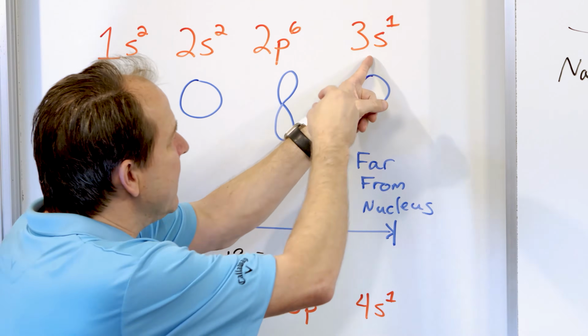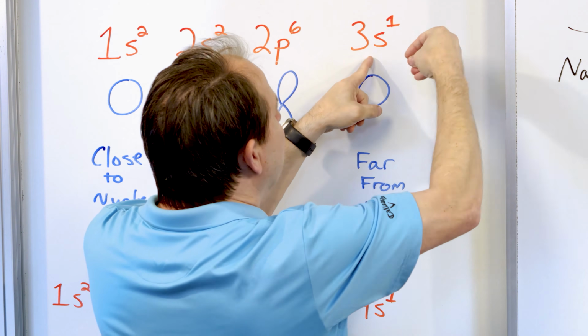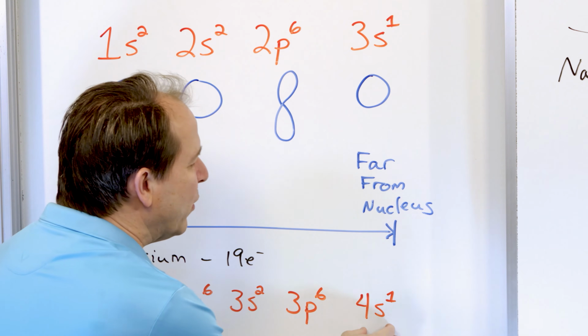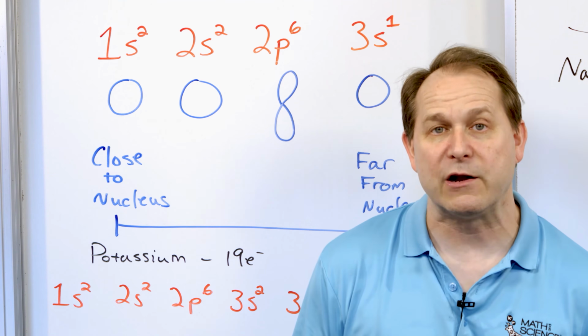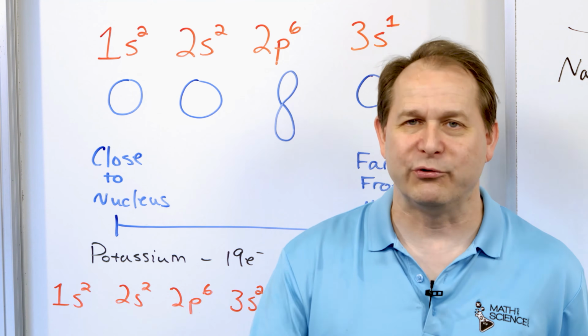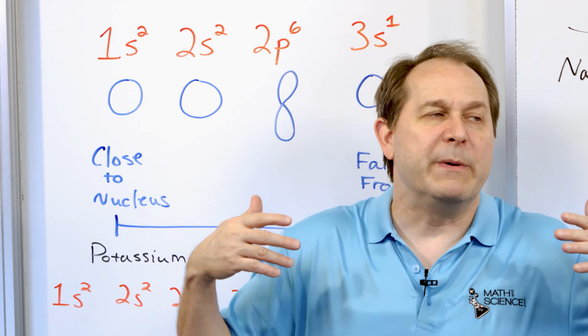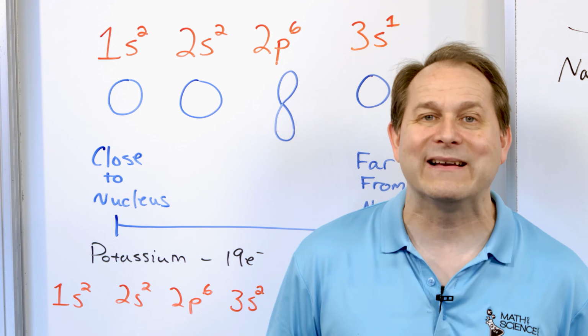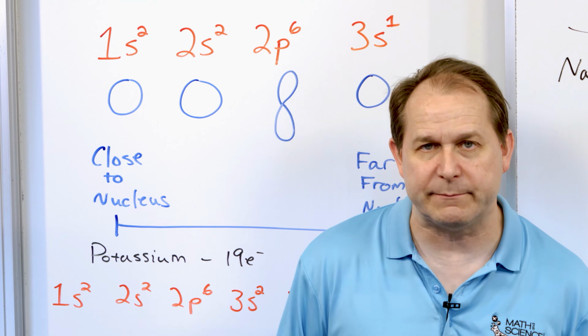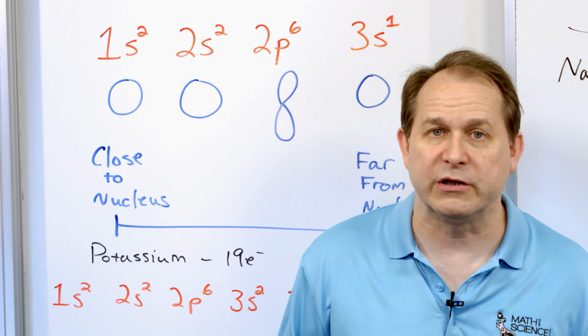Then it would be a harder force pulling here. You would have to pull less, with less energy, to rip off that outer electron. And that is why, as I will do an experiment in the future, when we put potassium in water, it reacts even more violently than sodium does. It almost explodes on contact.